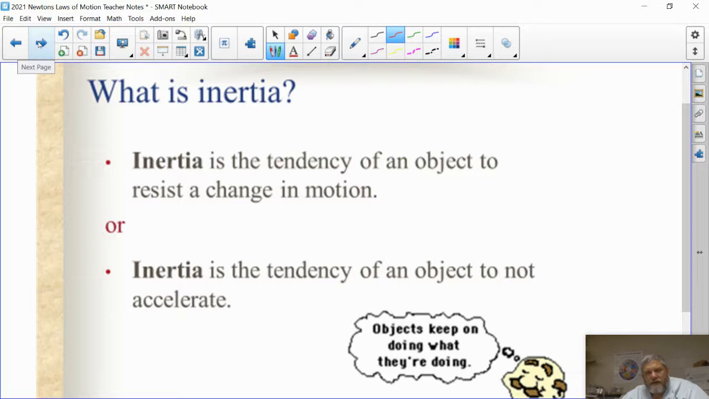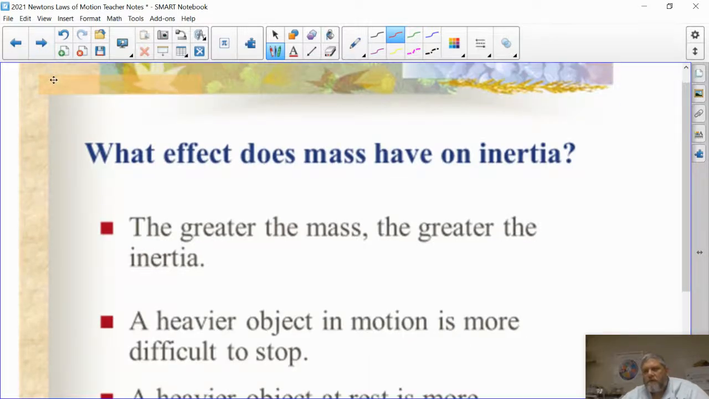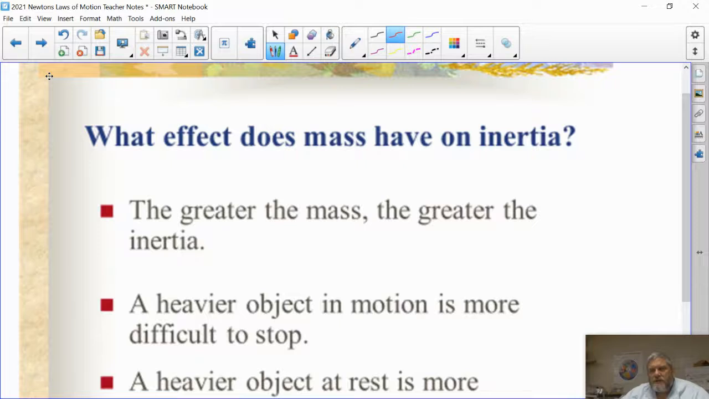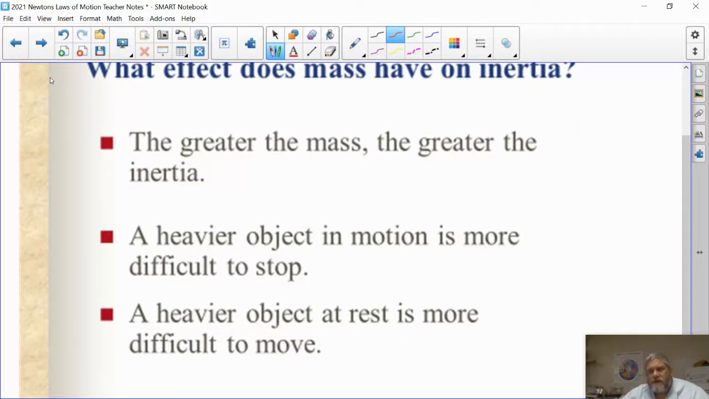Think of a big Mack truck. A Mack truck at rest is going to be hard to get moving. If it's already moving, it's really hard to make it stop. What effect does mass have on inertia? The greater the mass, the greater the inertia. Basically, mass is a measure of an object's inertia. A heavier object in motion, an object with more mass, is going to be more difficult to stop, or more difficult to get moving if it's at rest.